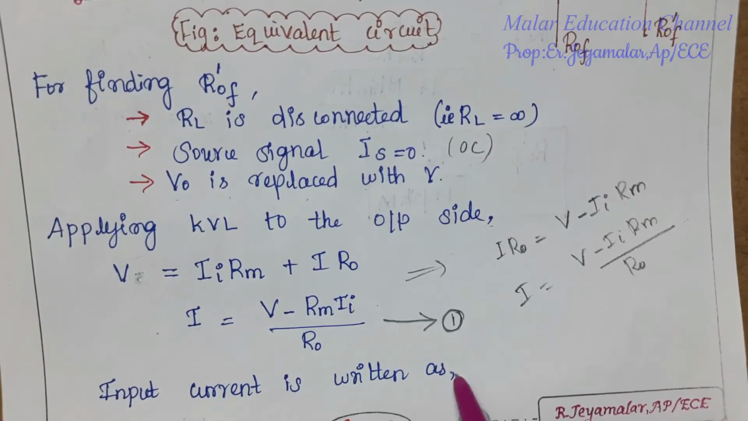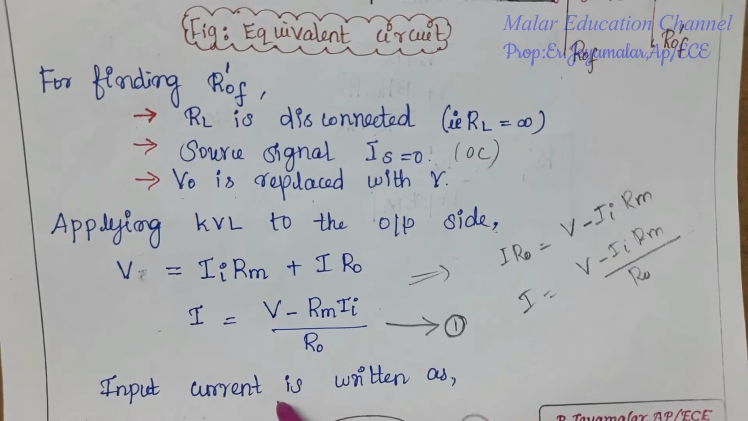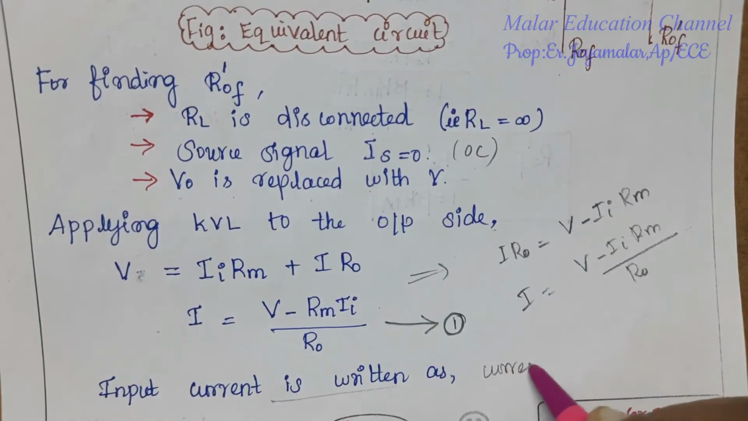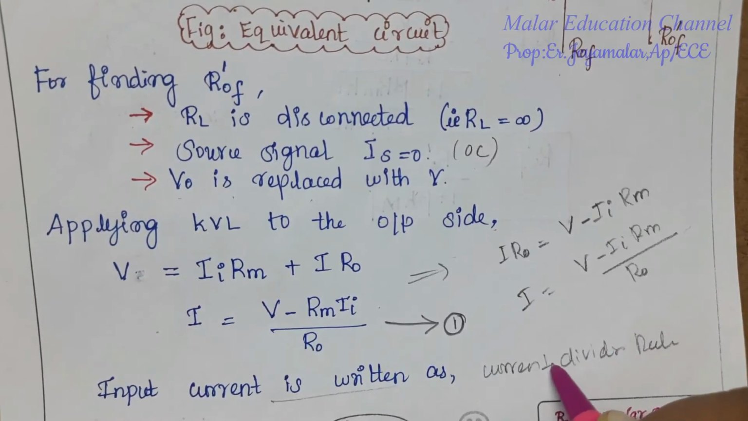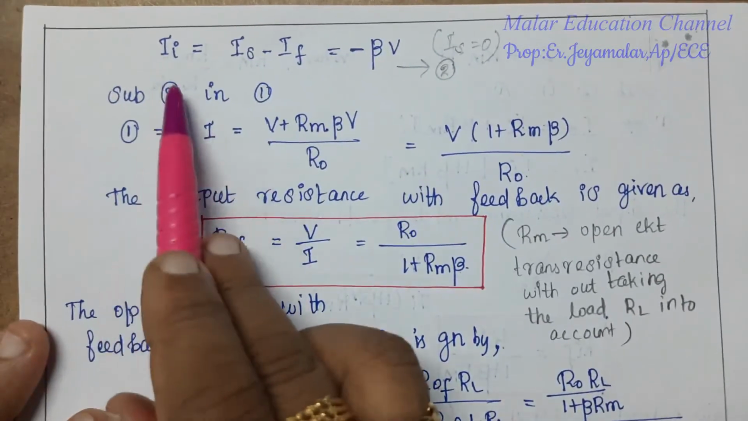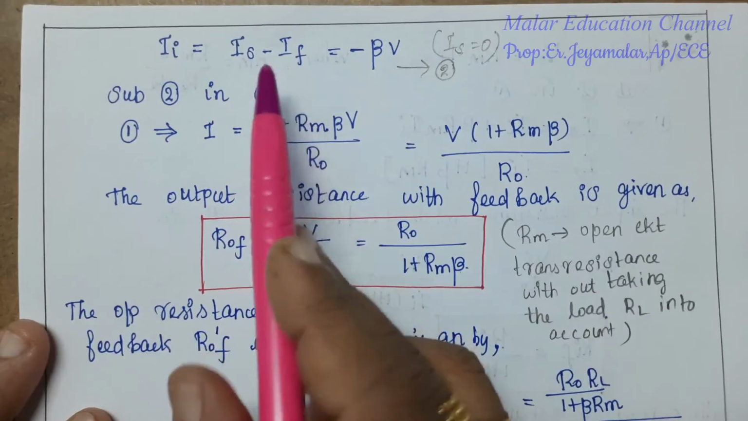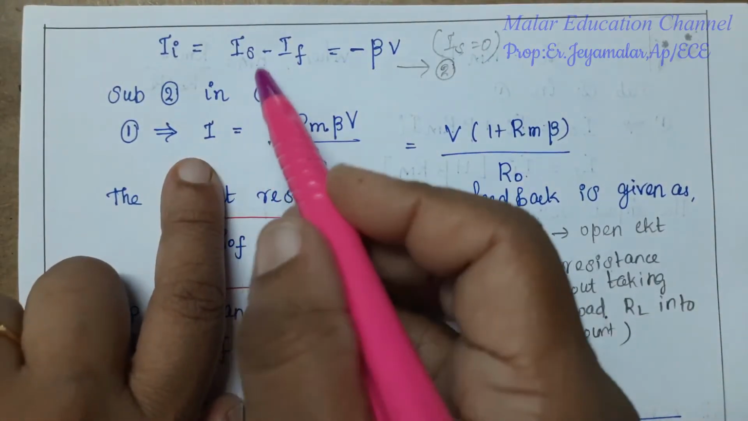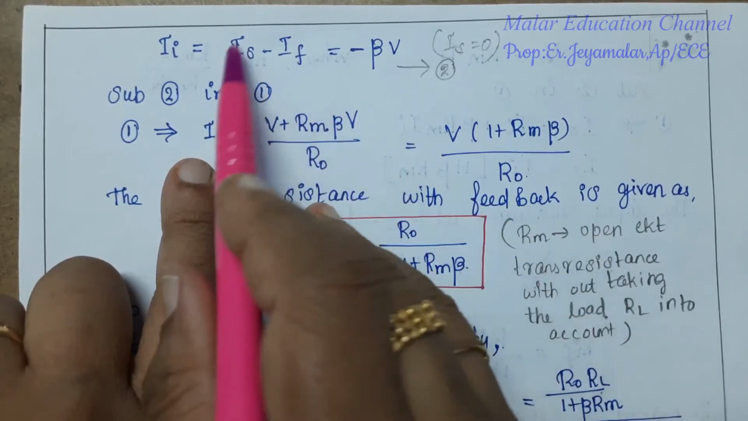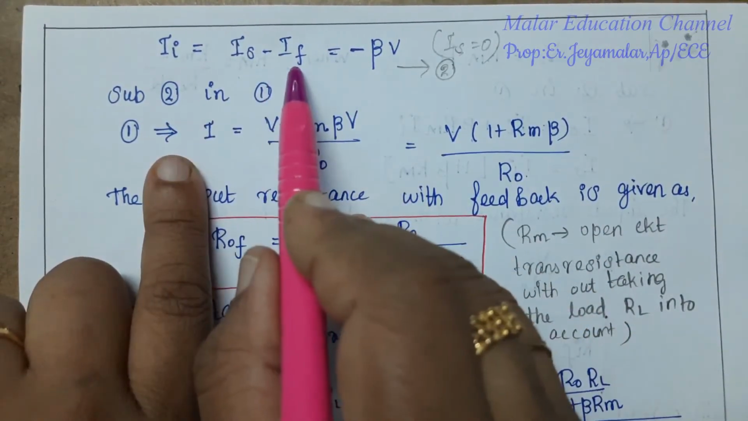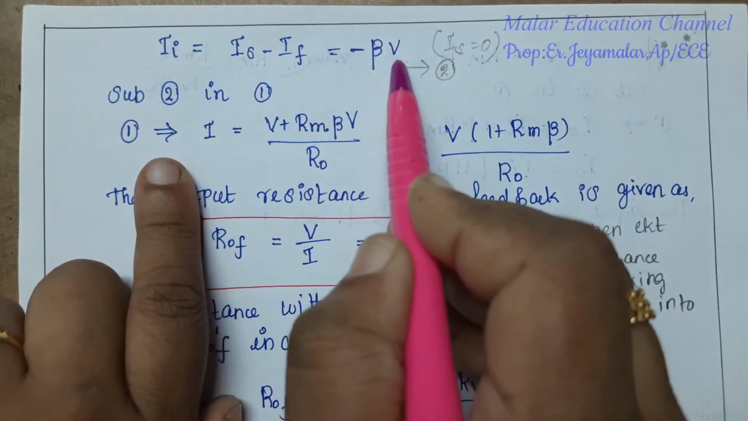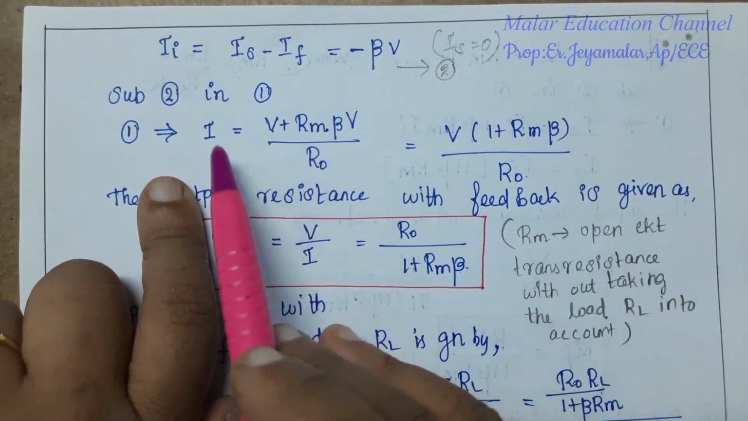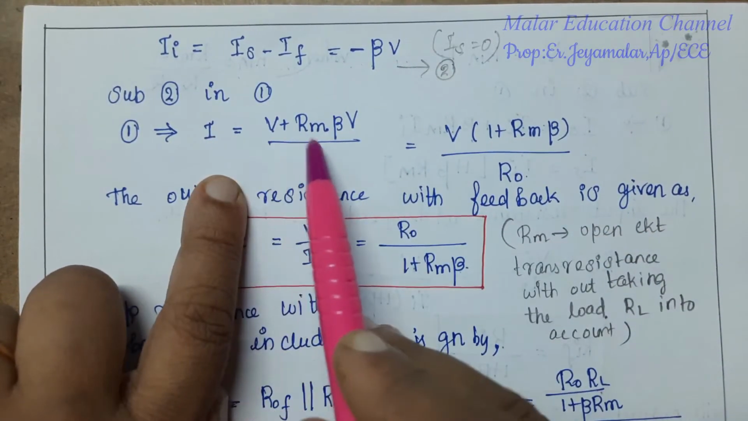Next, the input current can be written by using the current divider rule. Ii equal to Is minus If. We know for the input section that is open circuited, Is equal to 0, isn't it? So Is equal to 0 means Ii equal to minus If only. We know If equal to beta into V, so Ii equal to minus beta into V. Substitute equation number 2 in 1. So 1 can be replaced by I equal to V plus Rm beta into V.